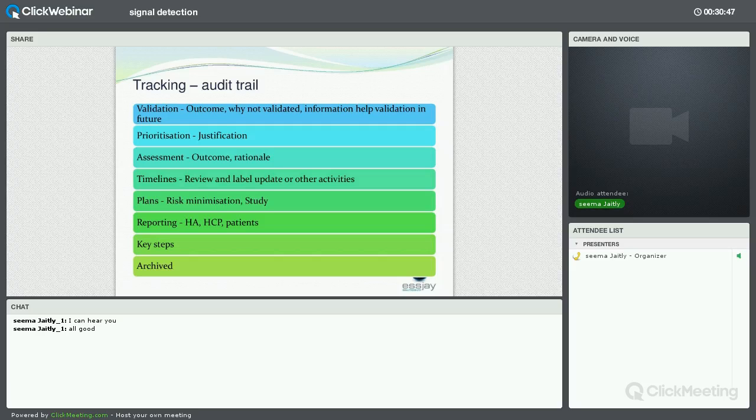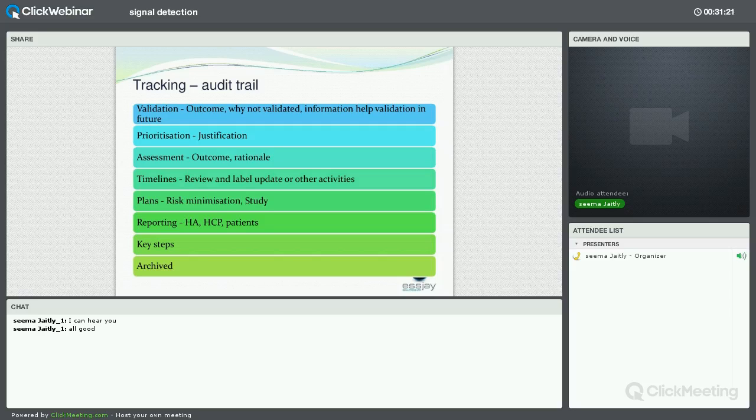process. So you need to state when it was identified, what your validation step was, and when you validated it. If it was not valid, why not? If it was valid, justification for the prioritization. Overall, your assessment, what was the outcome and the rationale for that, and then timelines for any activities that are associated with that assessment. So whether that be risk minimization activities, a study, or updating of your label. And then really getting that information out to the health authorities, healthcare professionals, patients, etc.